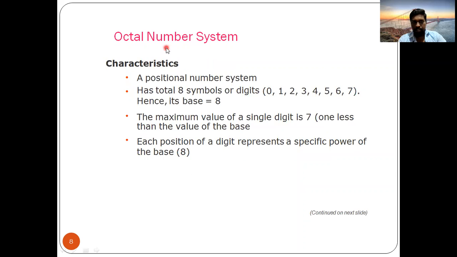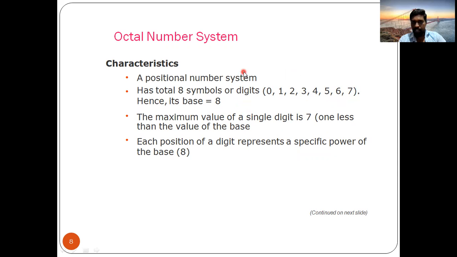Next is octal number system. Octal is nothing but oct, OCT. Oct means 8. So here we will have a total of 8 digits: 0, 1, 2, 3, 4, 5, 6, 7. Total we will have 8 digits, 0 to 7. As we have 8 digits in the range of octal, the base value is 8. Okay, the base value is 8. Minimum value is 0. Maximum value is 7.